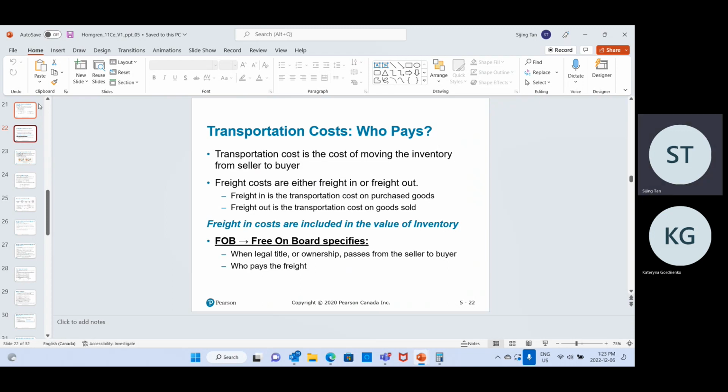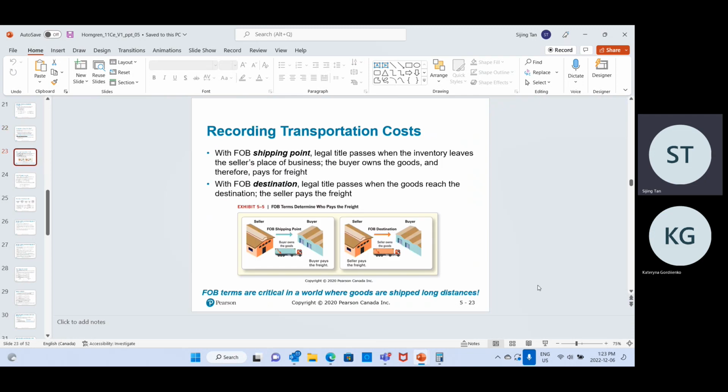The purchase agreement specified FOB, which is free on board, to indicate who pays the shipping charges on purchased merchandise. We have examples in our textbook. I summarize this term: there's FOB shipping point and FOB destination. FOB shipping point indicates that the buyer bears the shipping costs, so the title passes to the buyer upon the shipment of the goods. Whenever the goods leave the seller's storage house, the buyer owns the goods. This method is more commonly used than FOB destination.